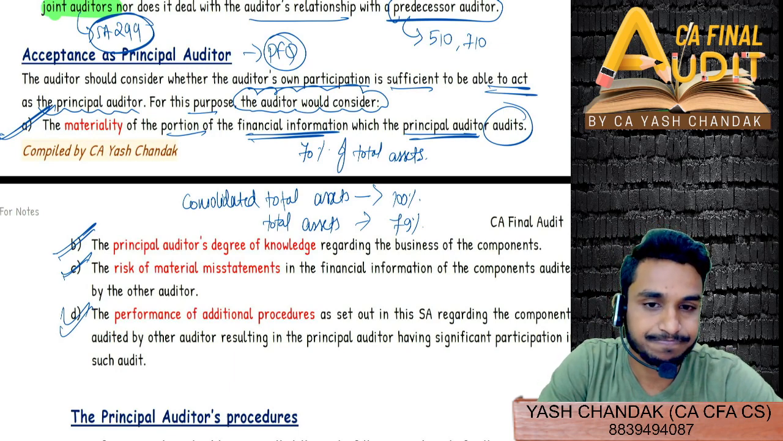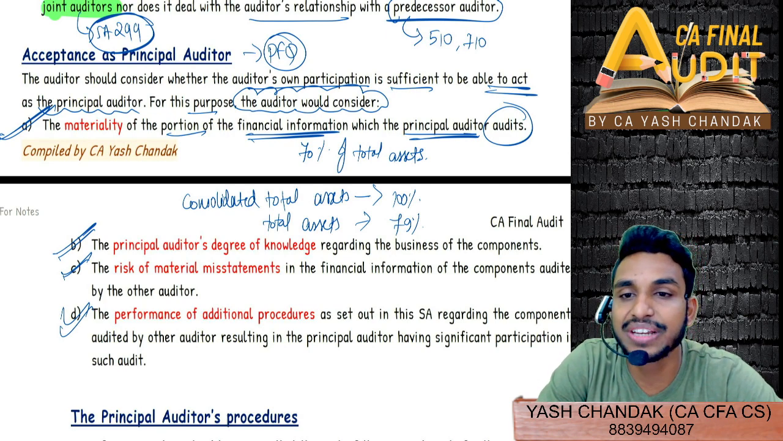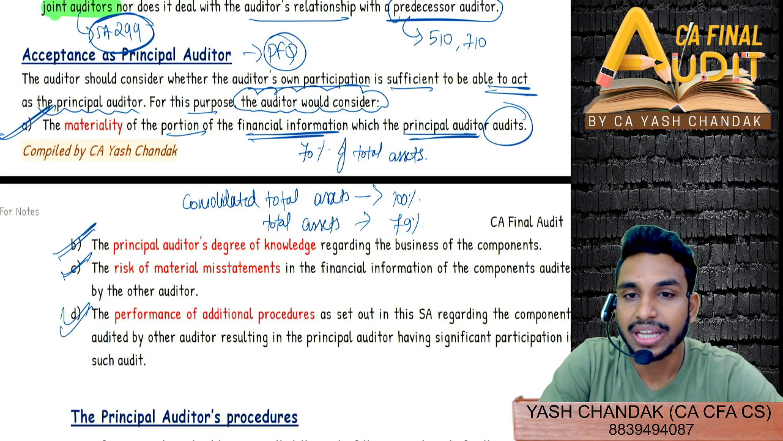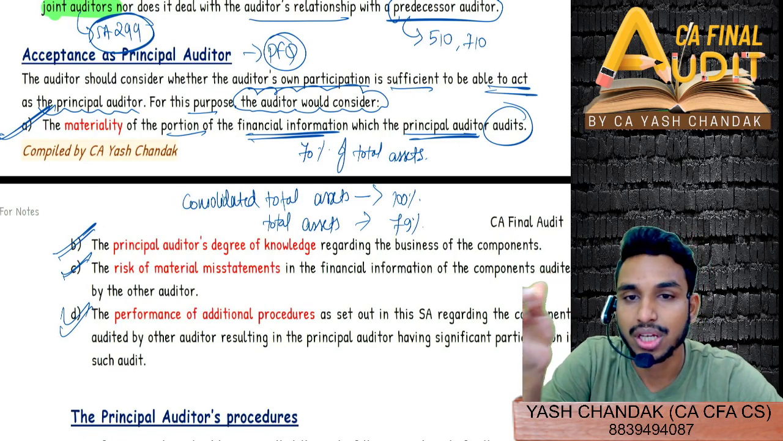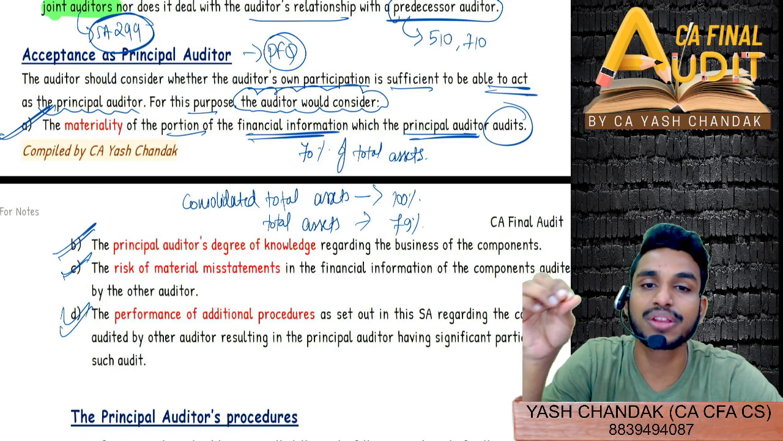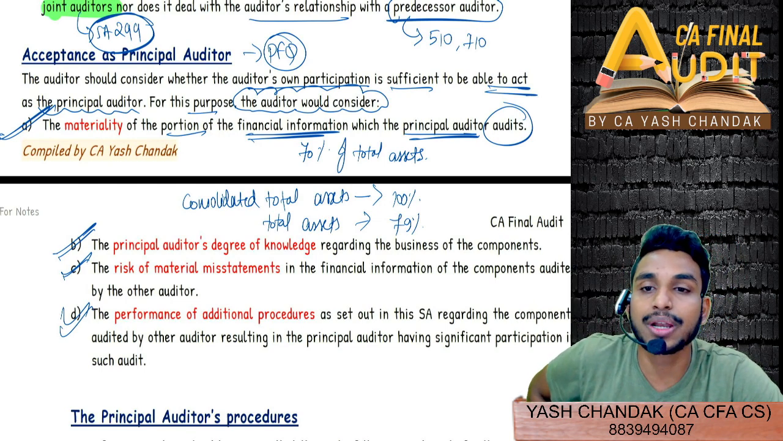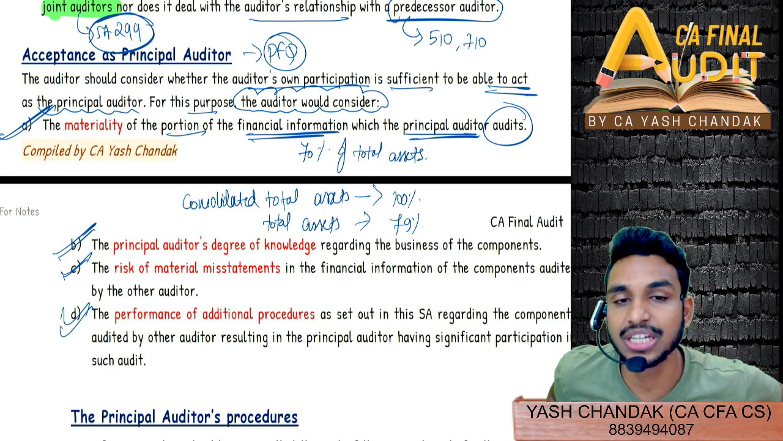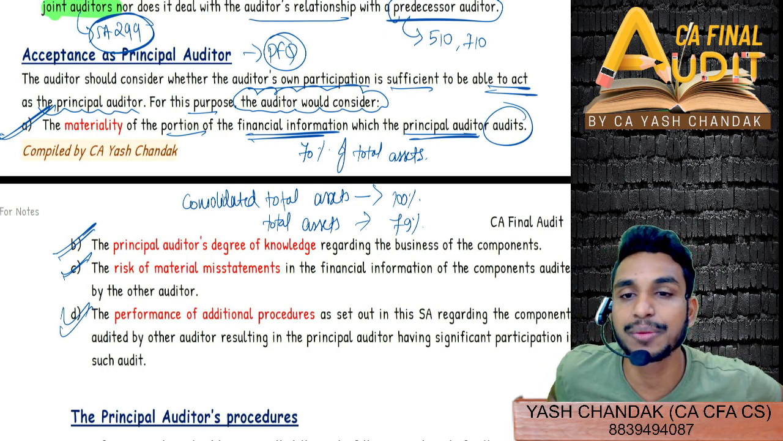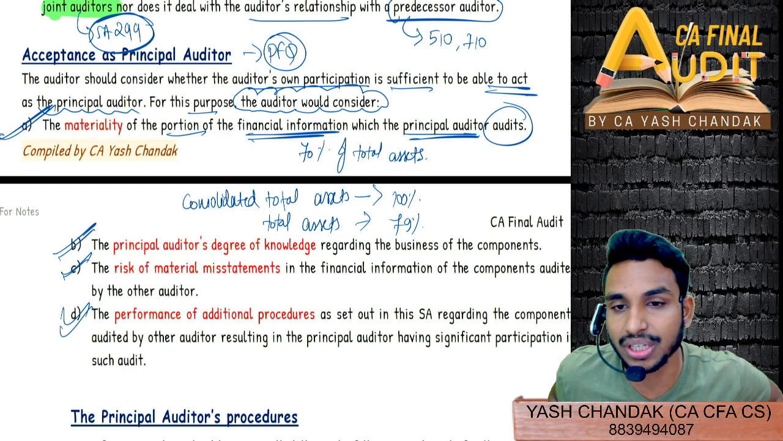Then this 79%, you will feel that this is a material portion of the financial information that you are looking at, right? And therefore yes, your own participation is sufficient, you are the principal auditor. Whether the auditor's own participation is sufficient to act as a principal auditor, yes, here you are covering the material portion of the entire financial information, because you are doing the majority, 79%, of the total assets of the company.